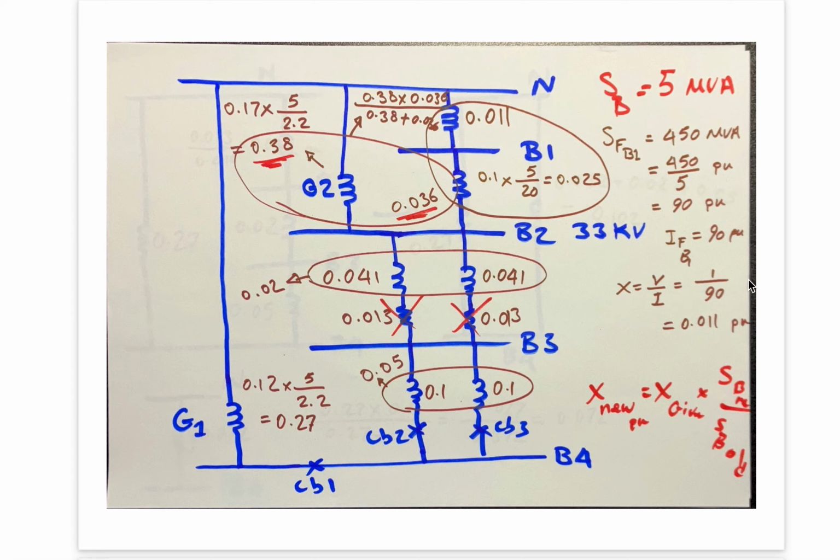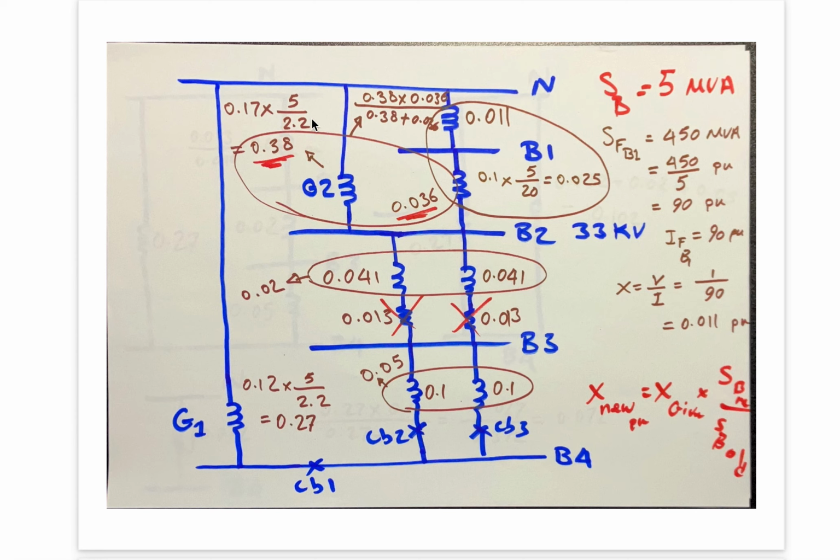In the original question in the paper, they say the fault level at B1 is 450. And in the first question, they say the base power for this system should be 5 MVA. Now, in order to draw this reactance diagram, you need to look at the original circuit.